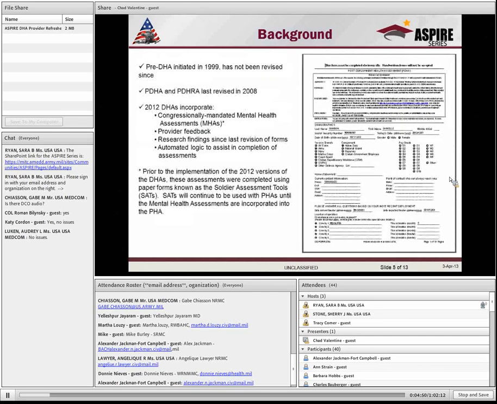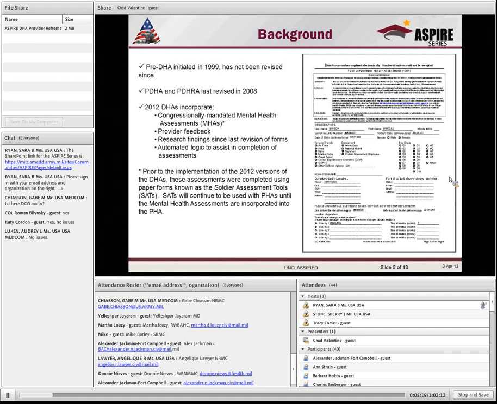I'll give you just a brief background. The pre-DHA, the DD2795, was initiated in 1999. It actually hasn't been revised since, so it was a long time coming for us to update this form. Both the post and the reassessment were last revised in 2008, and before that in 2005. So those familiar with the MedPros applications, when you go in there and run your aggregate reports, you'll have a 2005 version of the report, a 2008, and right now you have a 2012.